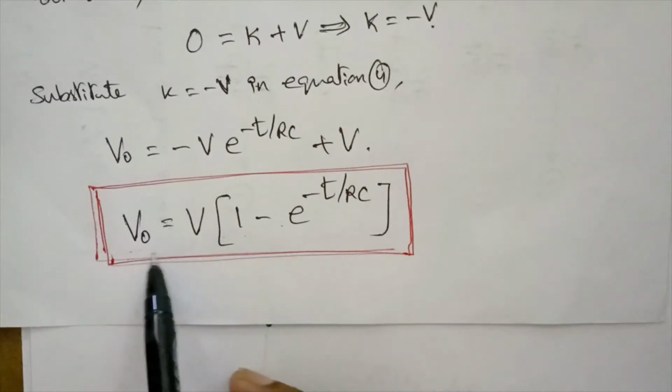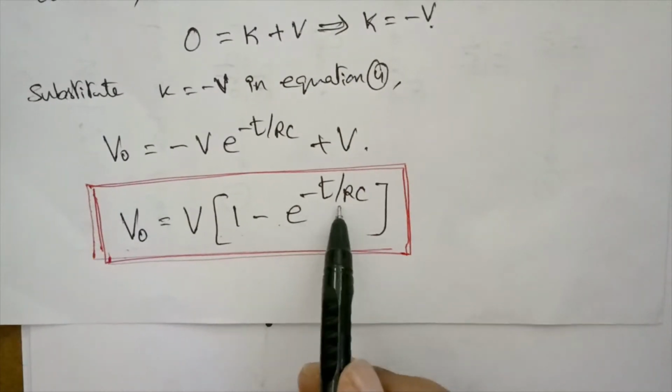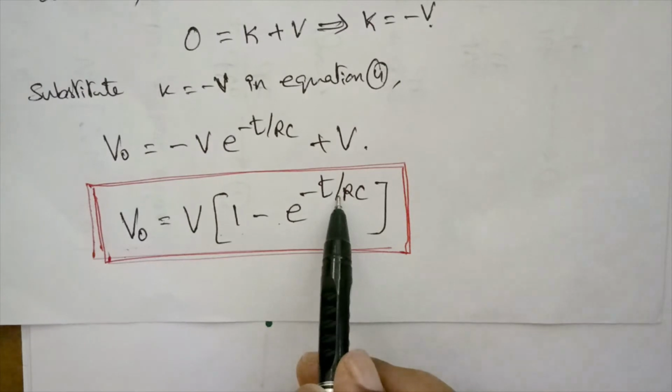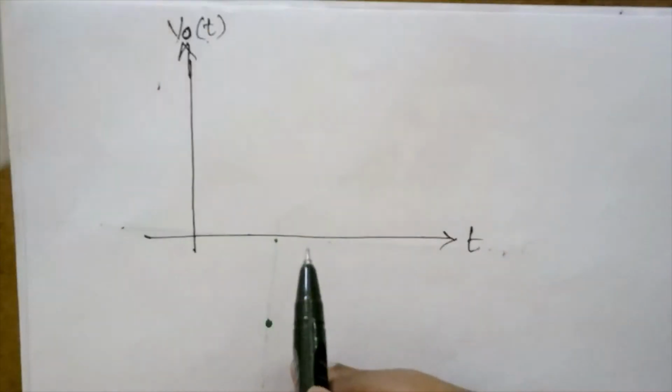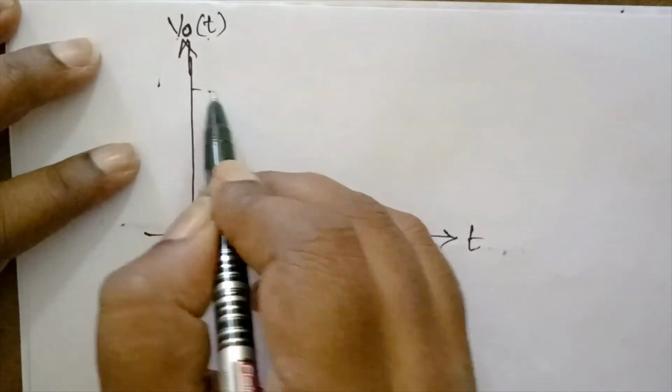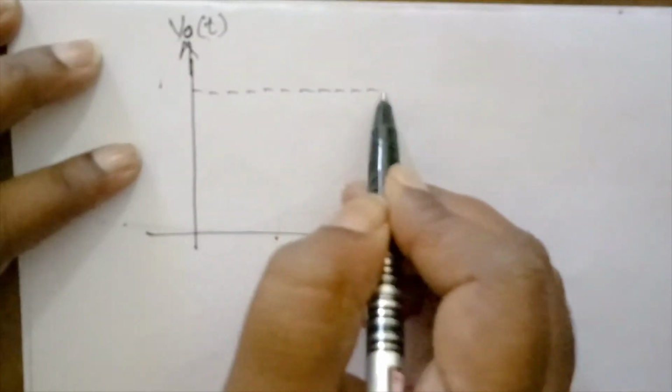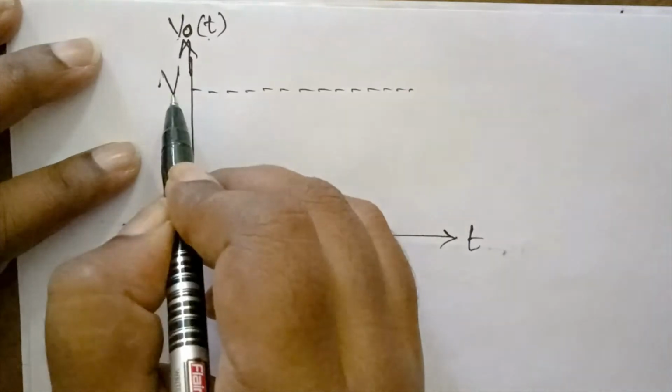What is the maximum value when t is equal to infinity? E power minus infinity value is 0. The maximum value is V. So I am marking the maximum value here. What is that value? V. Okay.